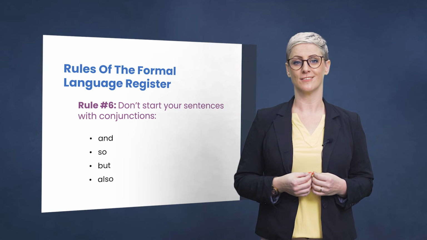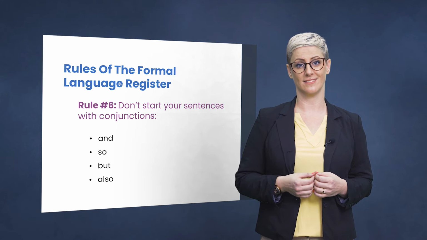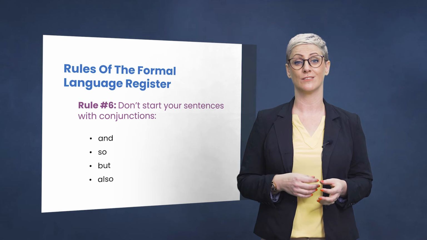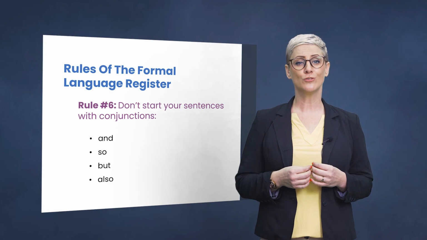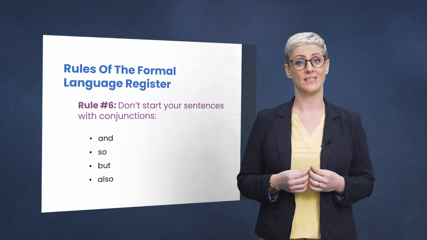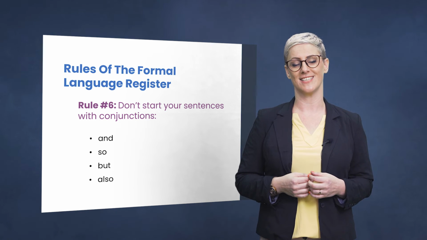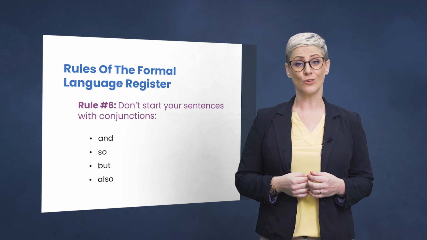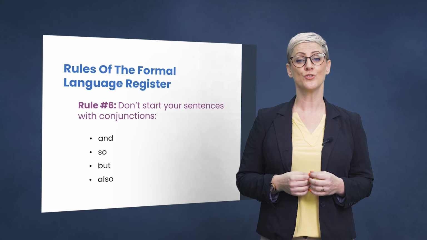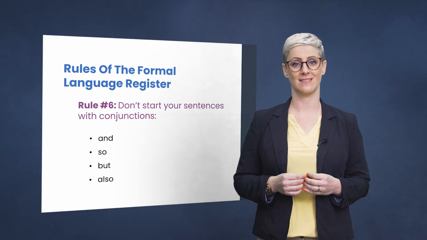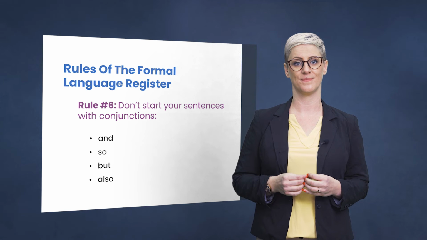Rule number 6. Don't start your sentences with conjunctions such as and, so, but, also. There are many useful transitions and phrases you can use in academic writing. We will talk about transition signals later in this lesson. It is also important to mention that you should always write complete, longer, and more complex sentences in formal writing.